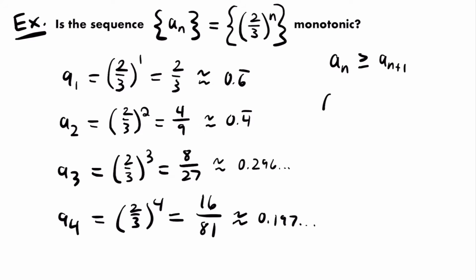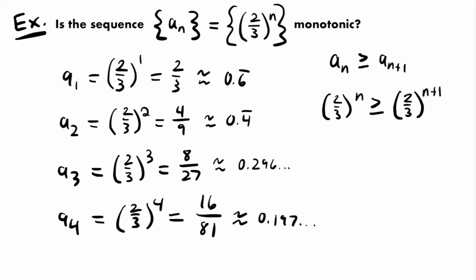Now, a sub n is 2/3 to the power of n, and that will be greater than or equal to a sub n plus 1. So we will replace n in our sequence with n plus 1. So we'll have 2/3 to the power of n plus 1. Okay, so now we want to simplify this inequality and see if we can find a true statement.